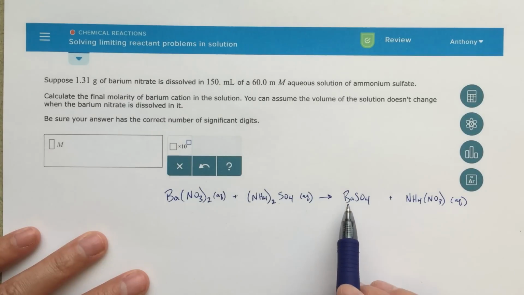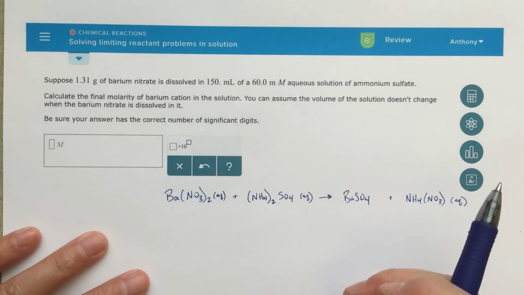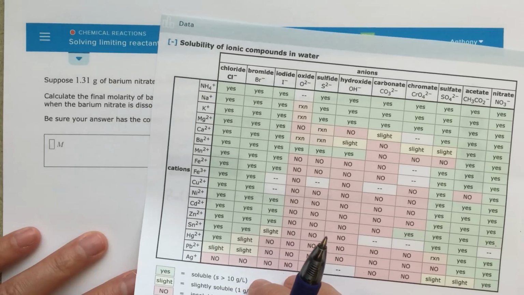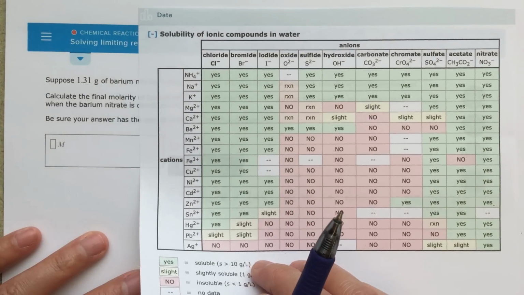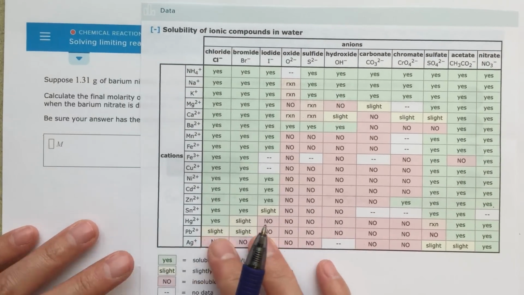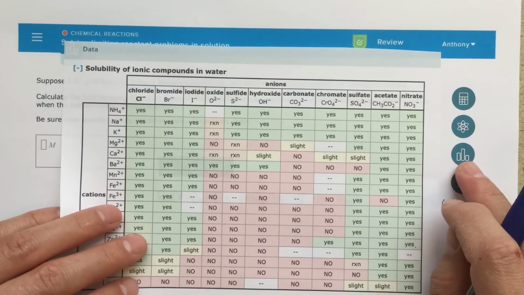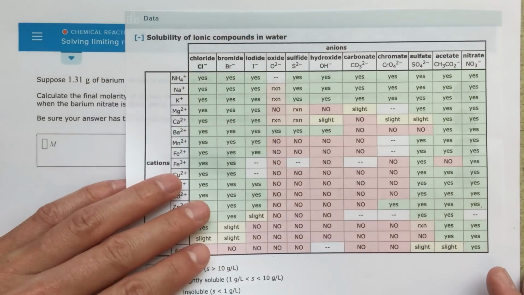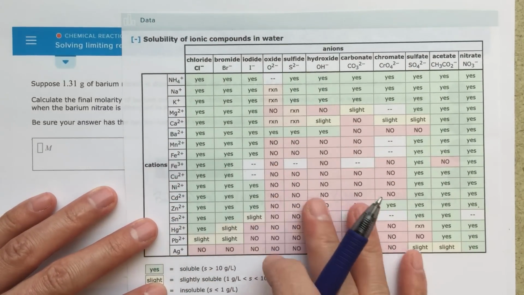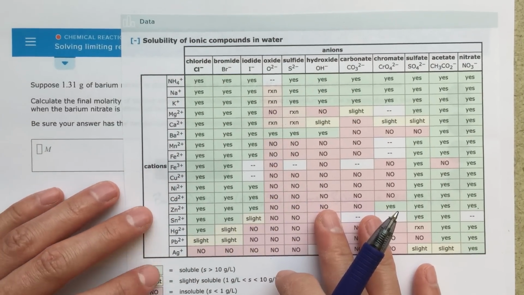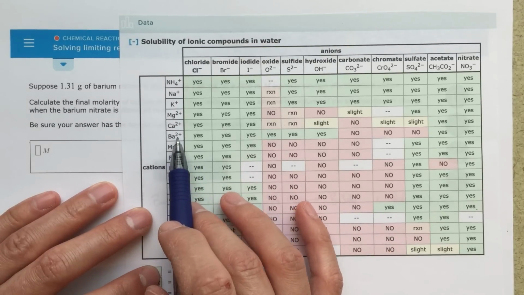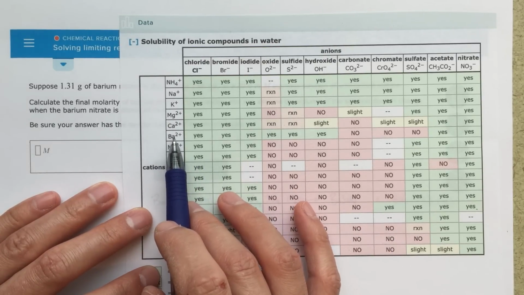But this barium sulfate, what we need to ask ourselves is, is this going to be soluble or insoluble? And the way that we're going to do that is really by using this data table. So this is a data table from ALEKS. If you click over here, right here on this one, this is the data, and then you click on solubility of ionic compounds in water, you'll get to this handy chart here. And the way that we use this chart is we'd say, well, we're going to start with barium 2+, and then I'm going to go over to find sulfate.